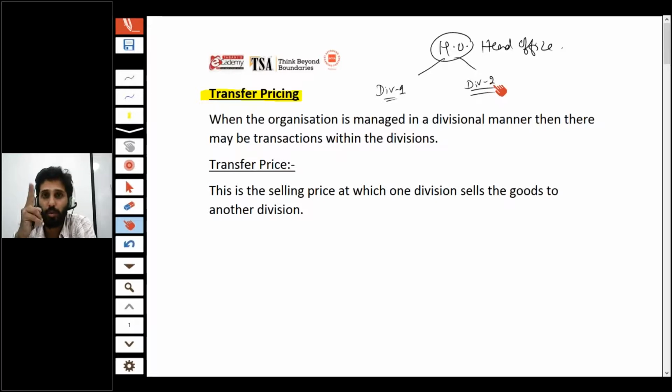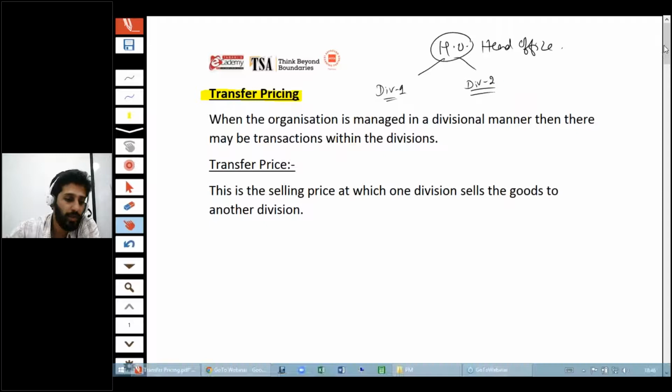So division 2 has got two straightforward options: either to purchase this raw material or the product from outside the family, I mean outside the group. For example, I am division 2, and you are division 1, and we both belong to the same group. You are selling this product, and I also need the product.